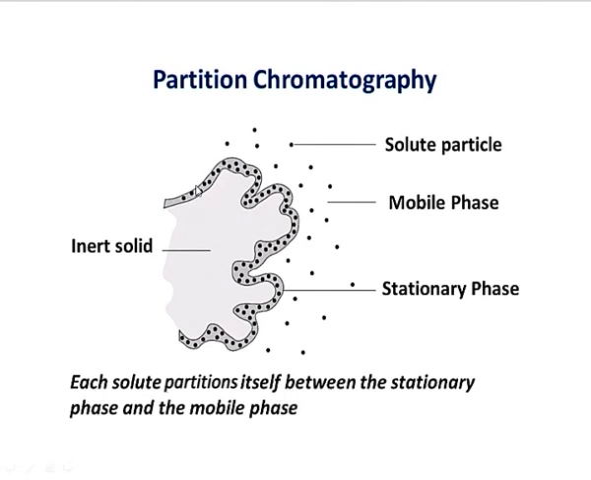Secondly, talking about partition chromatography, when your stationary phase itself is a liquid. Here you see this liquid layer coated on an inert solid. Now in your mobile phase, the solute particles have partitioned themselves between this liquid stationary phase and this liquid mobile phase, and hence this is partition chromatography.